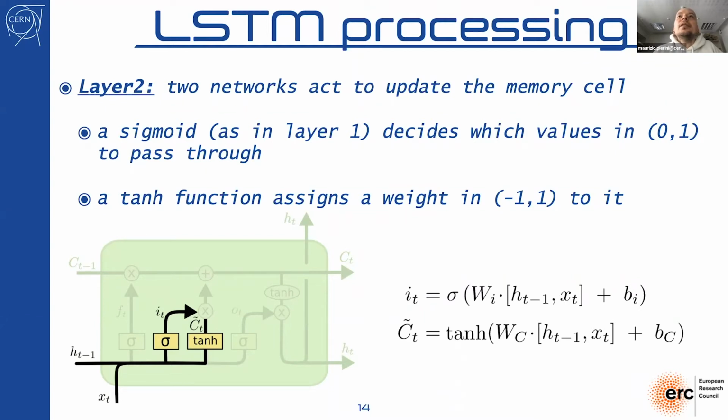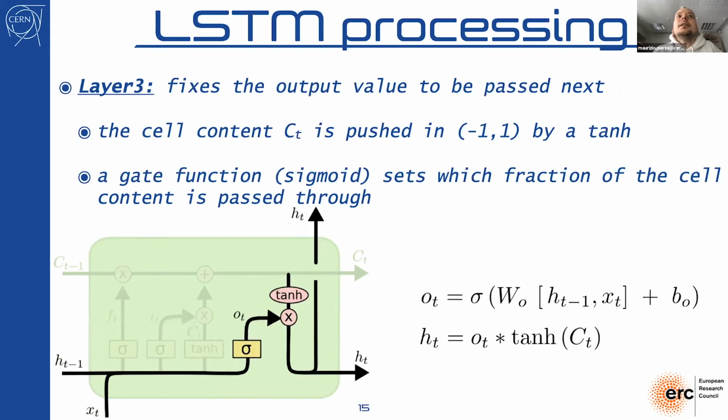Again, you have a decision, so a sigmoid, if you want to pass the value or not. And the actual value that you pass through is this C tilde t, which comes from hyperbolic tangent. So it's a number between -1 and 1. And then the last layer is the one that decides the outputs based on the outcome of the previous two layers.